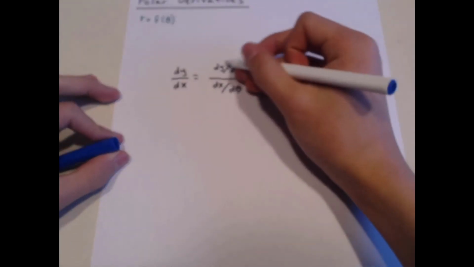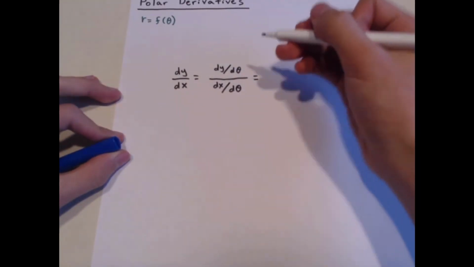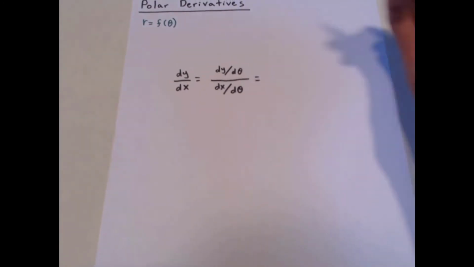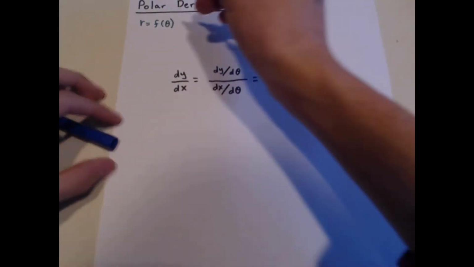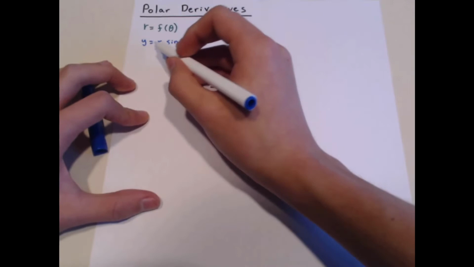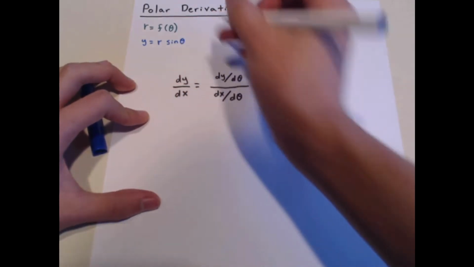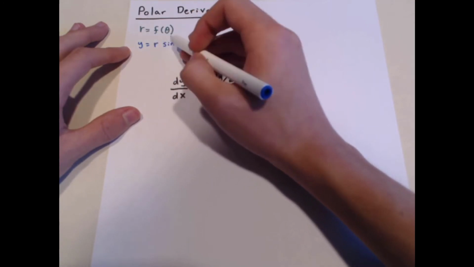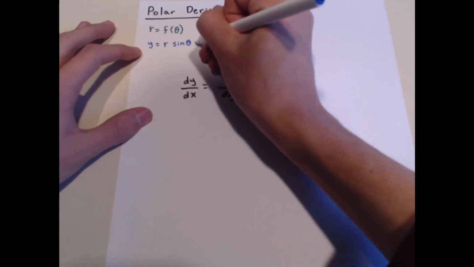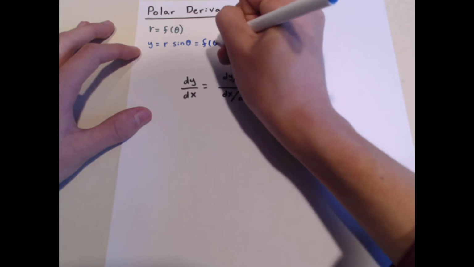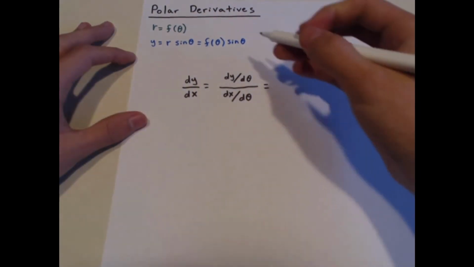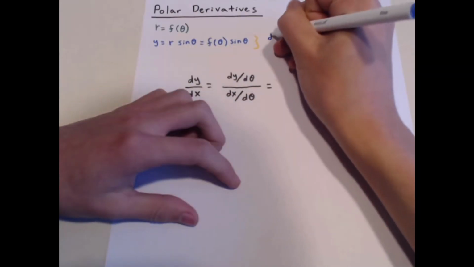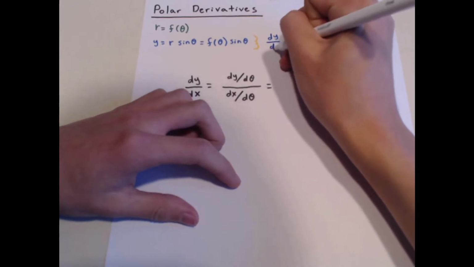If we want to find out what this numerator is, we're going to need to know what y is in terms of theta, because otherwise we wouldn't be able to find the derivative. You know from our basics that y is just r times sine of theta. But we still don't have y in terms of theta because of this r. But r is just equal to a function of theta. So y ends up just being a function of theta. So how do we take this derivative? What is dy over d theta then?